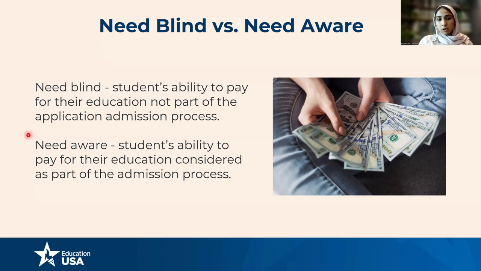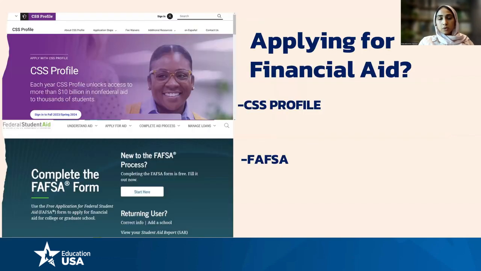Need-aware universities, on the other hand, take the student's ability and their family situation into account, and they will look at your CSS profile and give you aid accordingly. So if you want to apply for the CSS profile and you're filling it out, look at universities that are need aware. However, you can also apply to need blind at the same time as well. So if you're applying for financial aid, consider the CSS profile and the FAFSA.